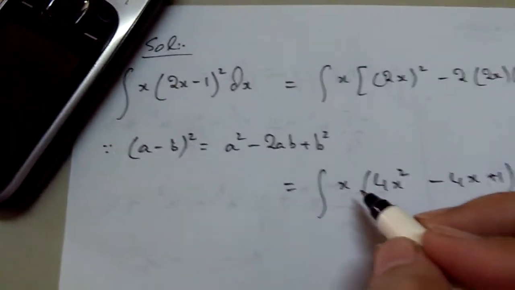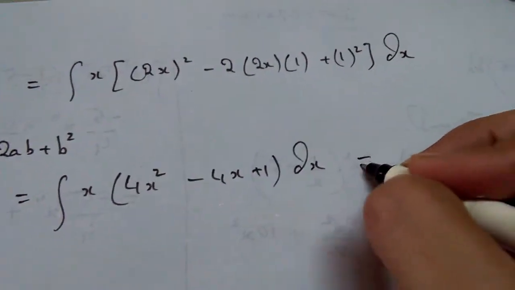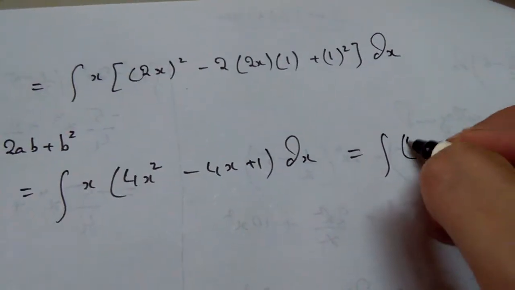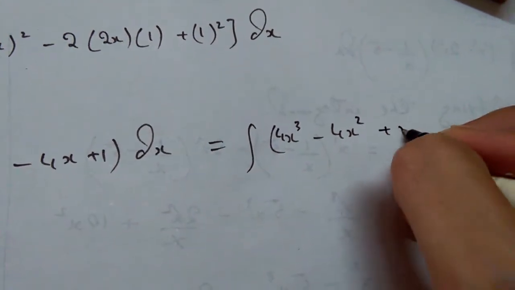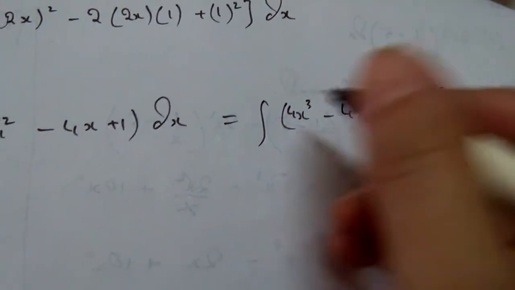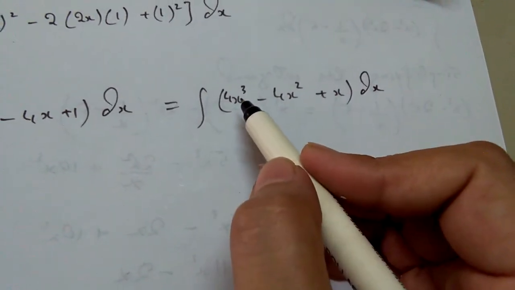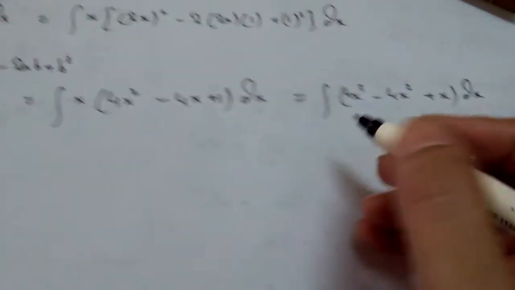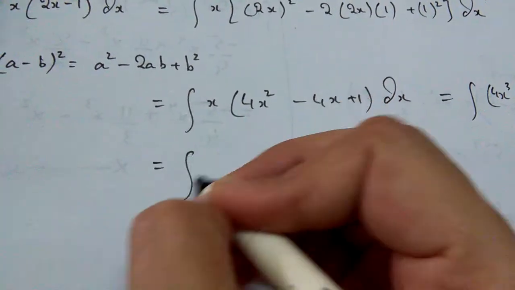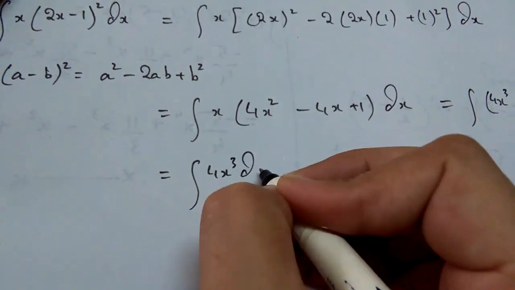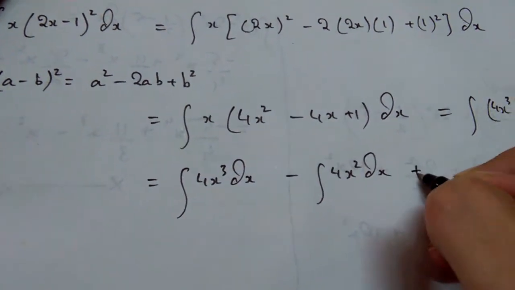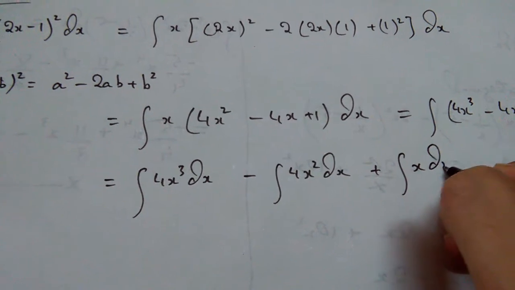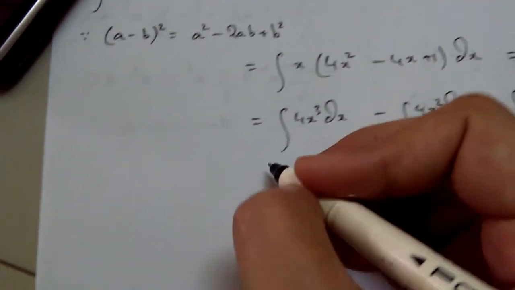Okay, now I'm going to multiply this x with all these three terms. It comes out to be this, 4x cubed minus 4x squared plus x dx. Okay, now let me apply this integral individually on all these three terms. Now take out the coefficient outside the integral.